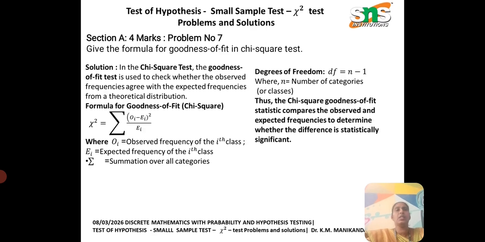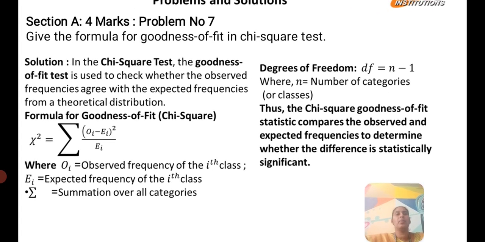Next is one simple problem. That simple problem also asks for the concept and formula of the goodness of fit Chi-square, which was already discussed in the previous section. This can be represented as the goodness of fit, that is Chi-square equal to summation of (Oi minus Ei) the whole square by Ei. This is calculated with the degrees of freedom, and the Chi-square goodness of fit compares the observed and expected frequency to determine whether the difference is statistically significant.